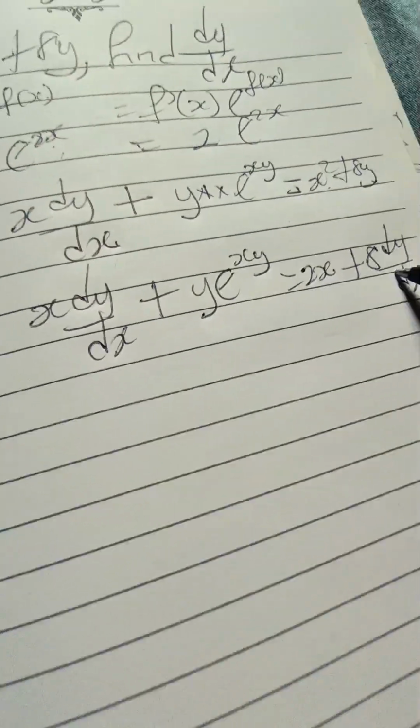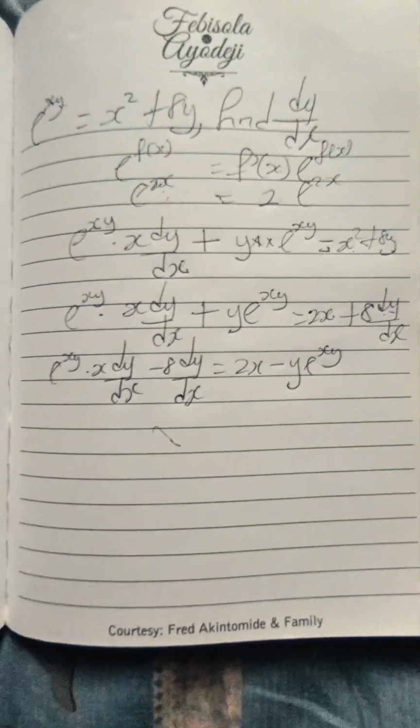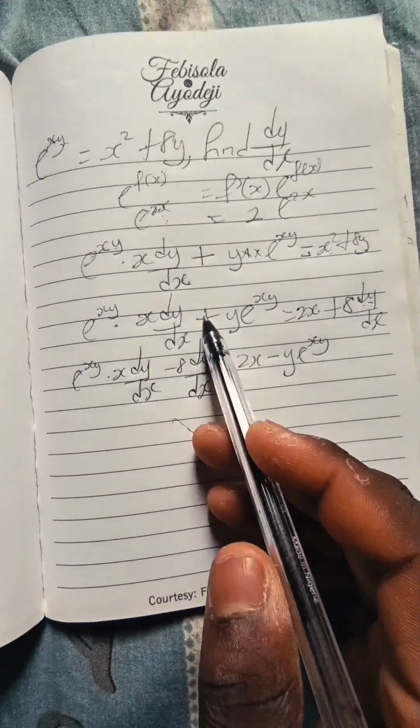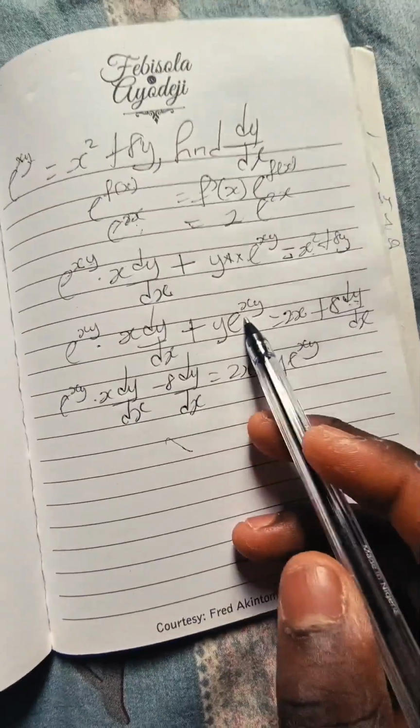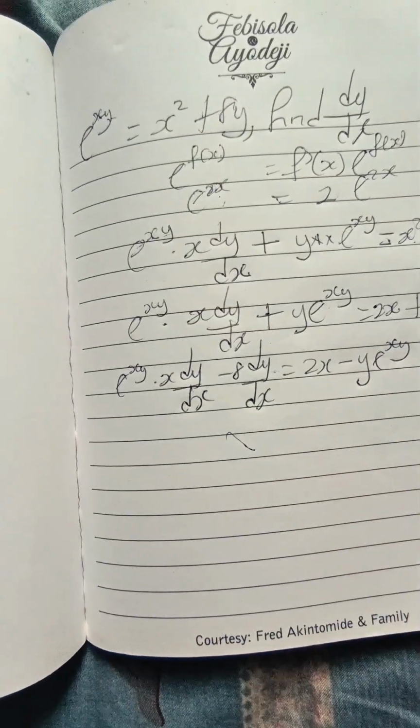So now let's bring our dy by dx terms together. When we bring our dy by dx together, we have this one, then minus this comes here, then take this to the other side. Now we factor out dy by dx and divide both sides by that coefficient.